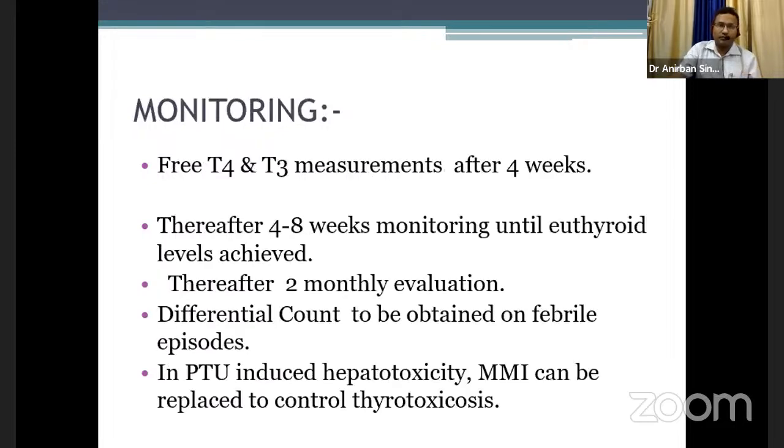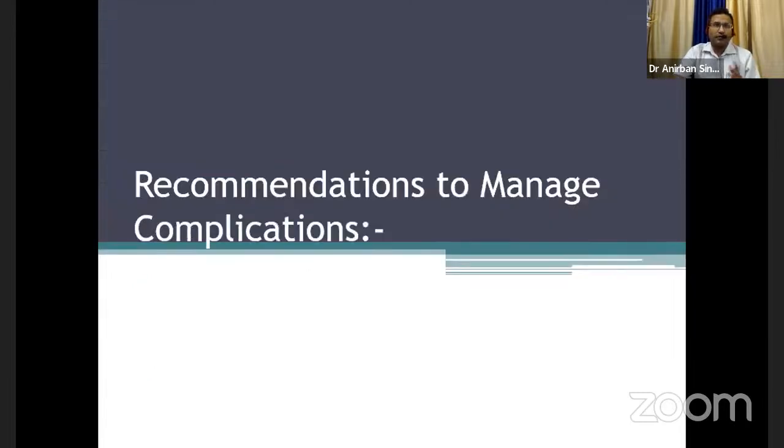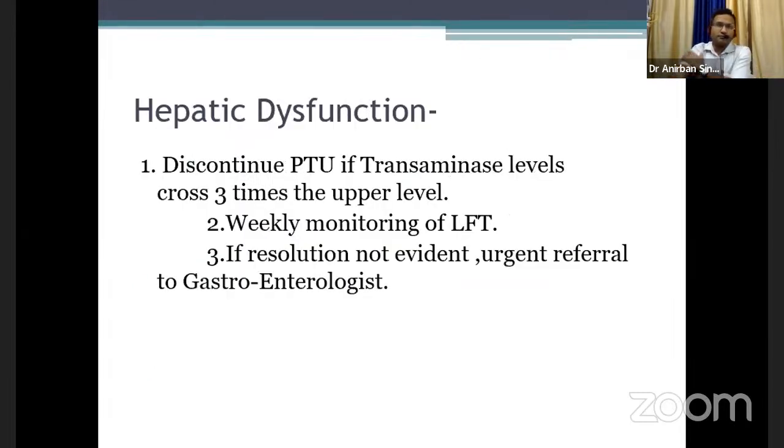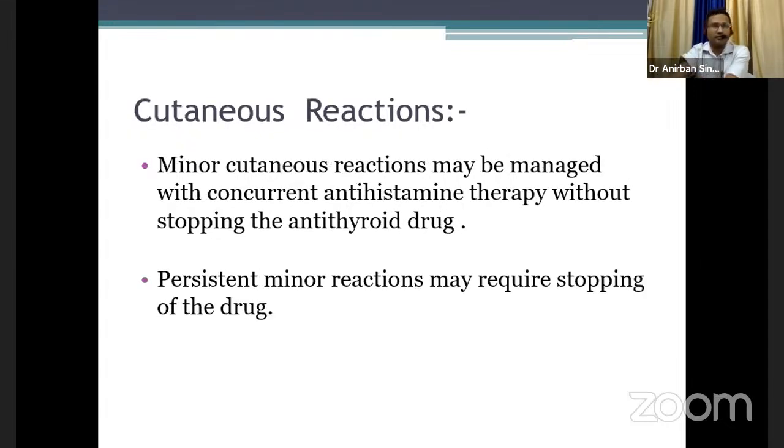Monitoring is done usually after 4 weeks initially, then after 4 to 8 weeks, and after 2 to 3 months afterwards. In PTU-induced hepatotoxicity, methimazole can be substituted to control the thyrotoxicosis, though it does not act as quickly as PTU does. Differential count could be done when the patient has had fever for more than 5 days. Agranulocytosis should be kept in mind. For hepatic dysfunction, monitor LFT at least weekly; if resolution is not evident, change the drug or consider other measures. For minor cutaneous reactions, antihistamines can be used, but if severe, the drug needs to be stopped.